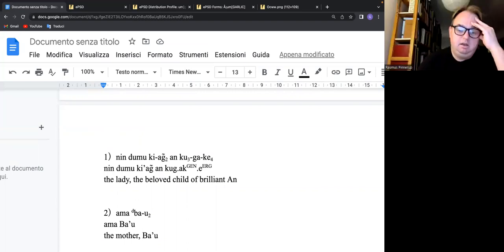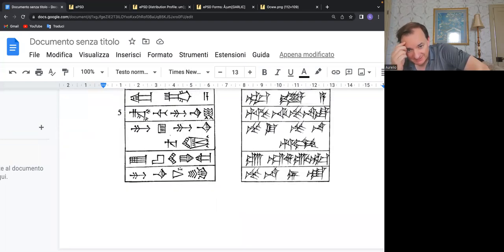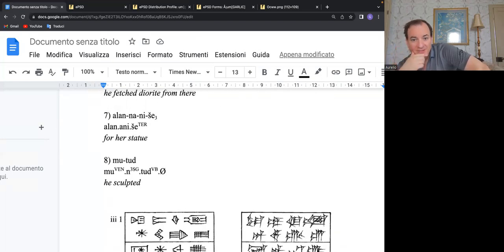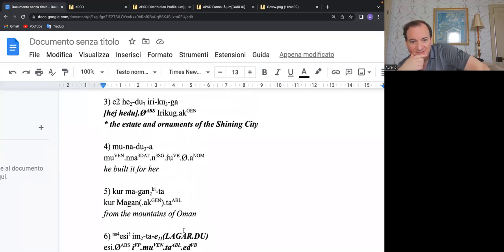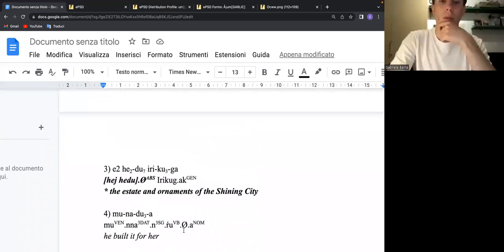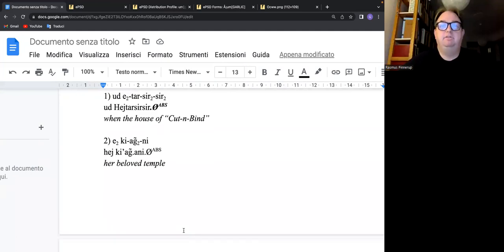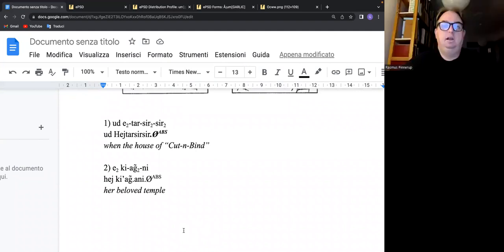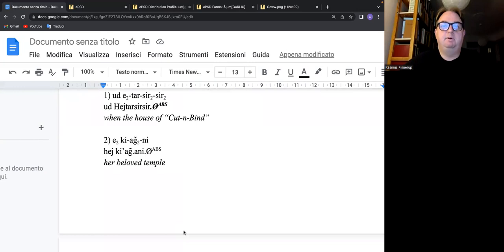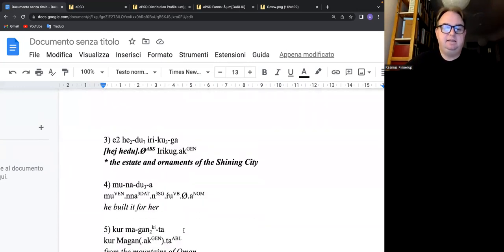How did the previous page end? Just a quick recap. Where did we leave it? It's been a week, so I forgot. So everything before was about Gudea, who was the actor? Yeah, Gudea did all sorts of things for her. He built the temple and brought up stuff from the mountains of Oman, and sculpted the statue.